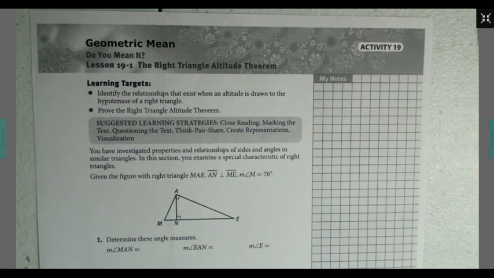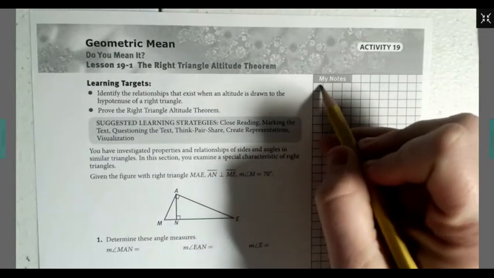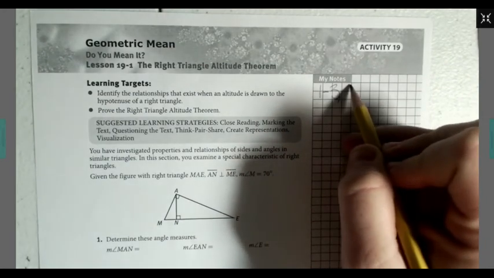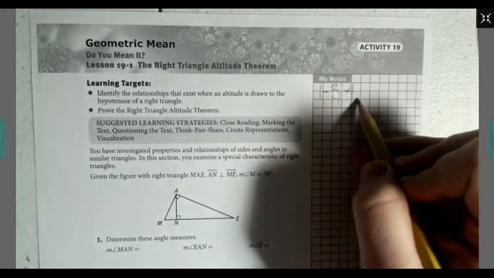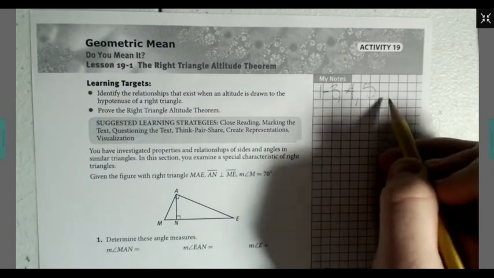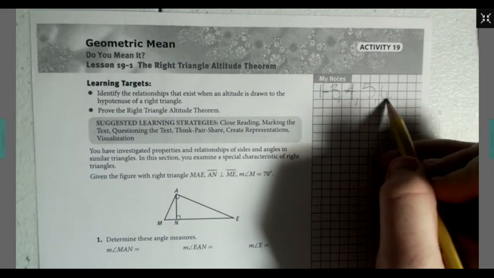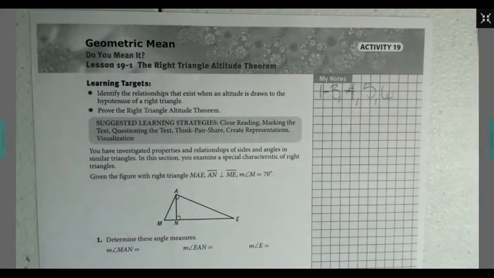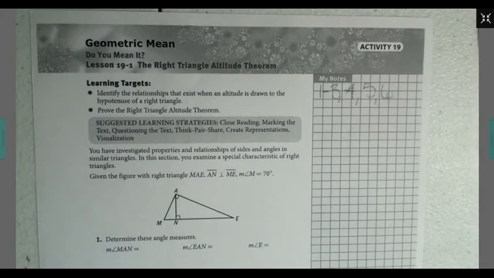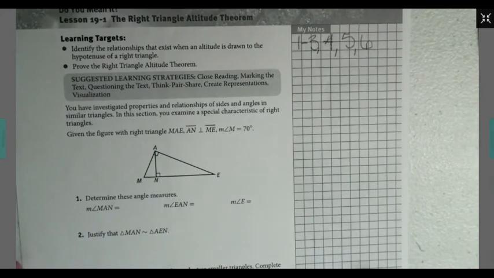Today we will be covering lesson 19-1 on the right triangle altitude theorem. This lesson will be chunked into 4 separate sections. We will start with questions 1 to 3. We will look at question 4, question 5, and then we'll finish out with question 6. Let's go ahead and start by taking a look at the introduction to question number 1.